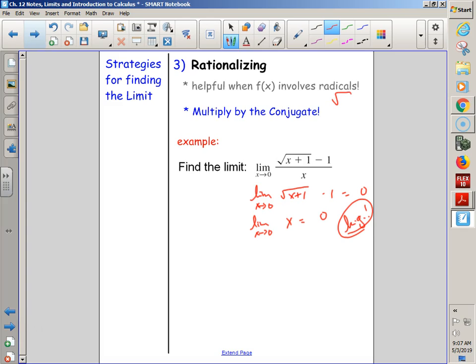Isn't a radical a square root? Or something that's really cool. But isn't a radical a square root? If you see a square root, I can almost bet that you should multiply by the, who's the conjugate?